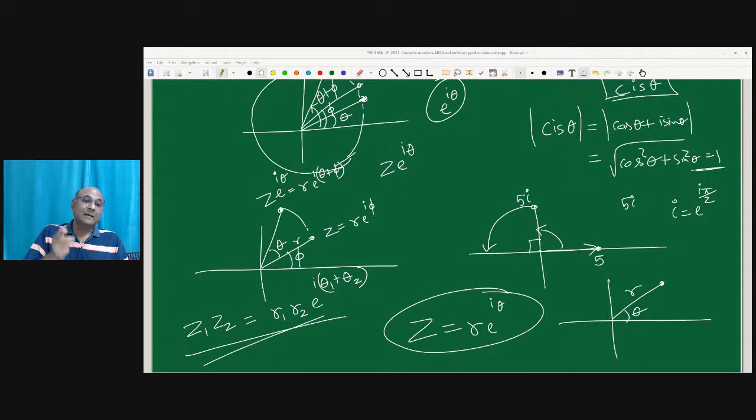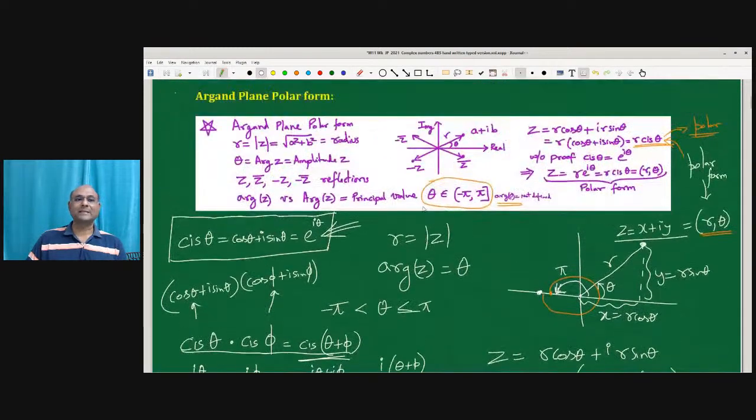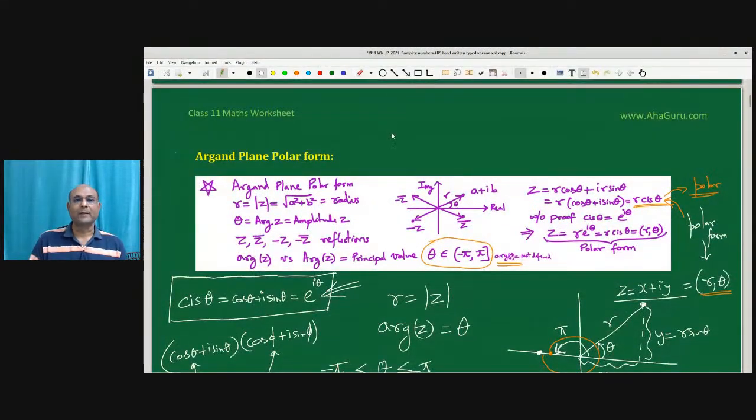If you're multiplying by z2, you are rotating, but z2 may be 2 times e power i theta, so after you rotate, you are doubling that length. It may be 0.5 times e power i theta, so after you rotate, you are making the length half. So r1 r2 is just a real number product, and the angles are adding, theta 1 plus theta 2. So we write this. You can write a lot of theorems, but once you write this e power i theta, problems get solved so easily. Because argument of z1 z2 is argument of z1 plus argument of z2.